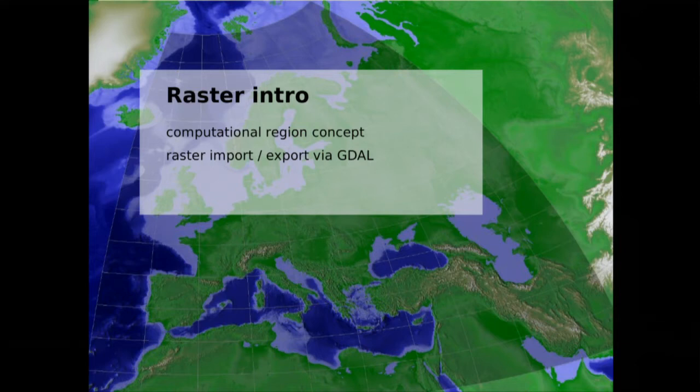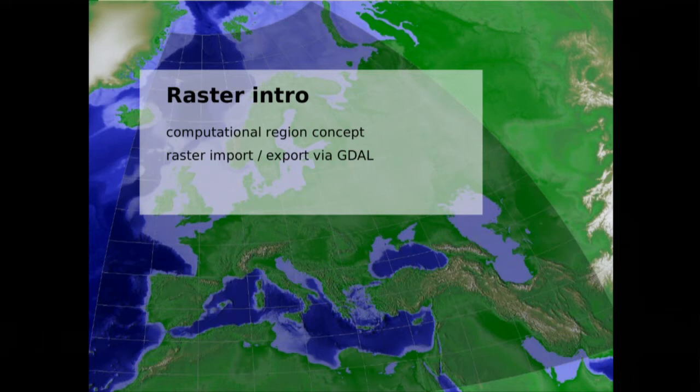Now we will do, I will give a short raster introduction to GRASS for small exercises. Introduce you to the computational region concept. This is essentially the extent and resolution of your current working environment. And the first and most basic task is obviously to import and export spatial data.